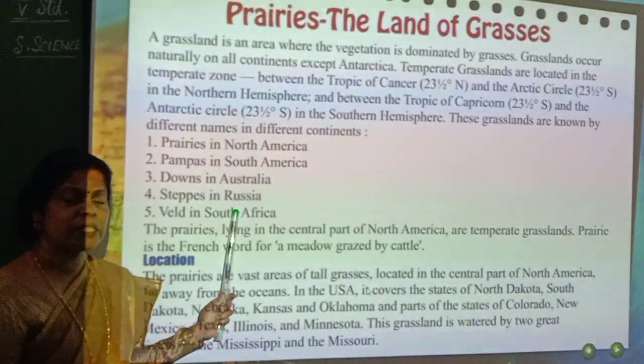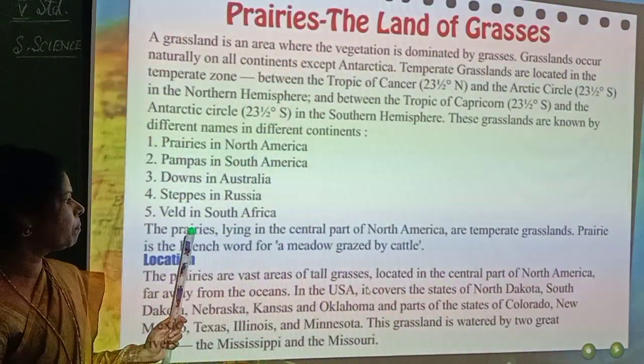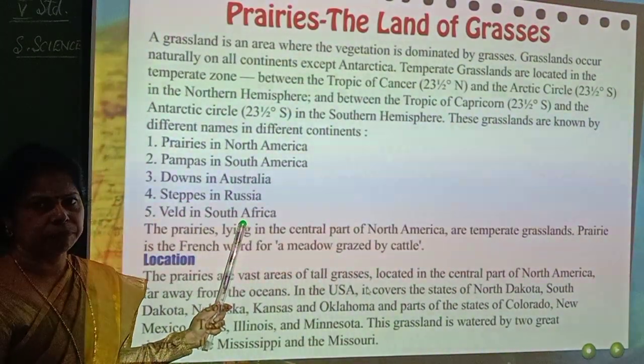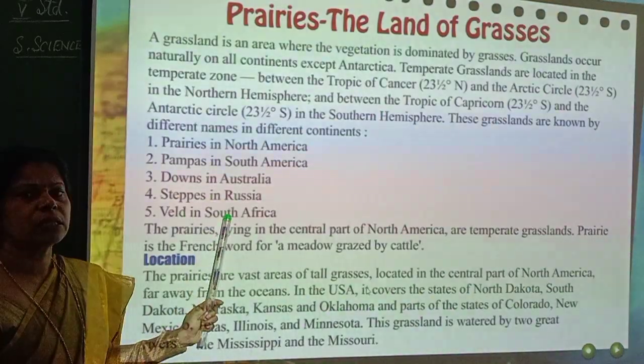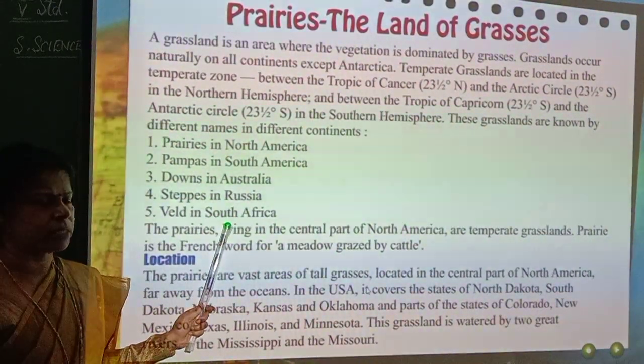Steppes, where do you find steppes? Steppes in Russia. In Russia you find a grassland called steppes. And veld in South Africa. Veld is in South Africa. So these are the different grasslands present in different continents.